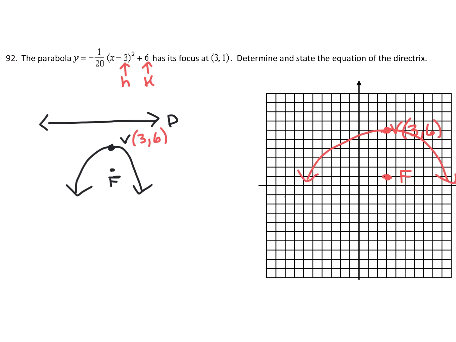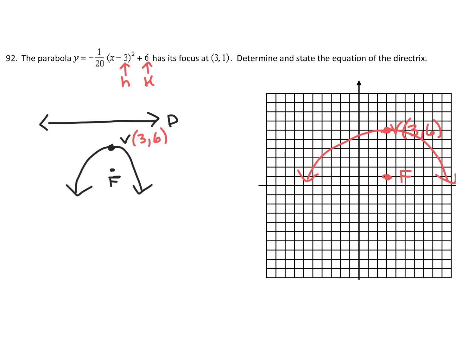Okay, now what the question wants us to find is, it says determine and state the equation of the directrix. Since our parabola is opening down, we know the directrix is going to be above the parabola, somewhere up over here. So we have to figure out exactly where that's going to be. Now, there's two ways you could do it.